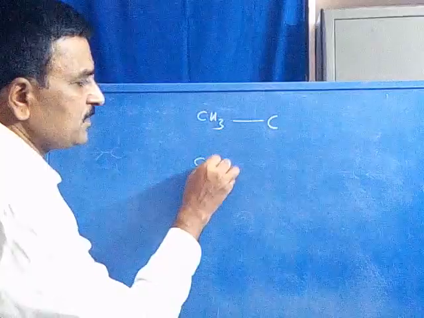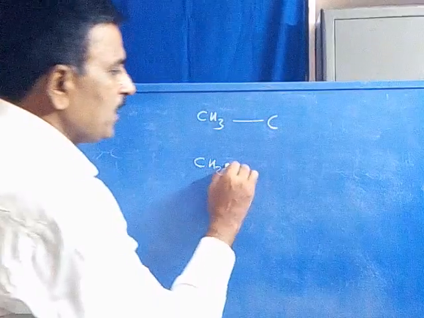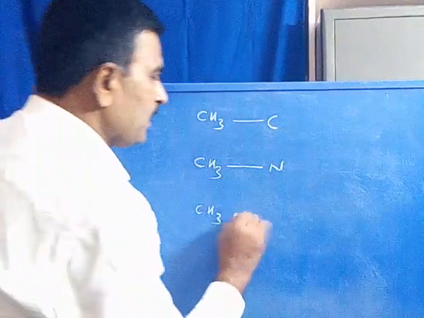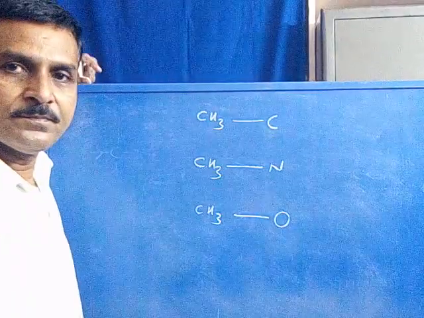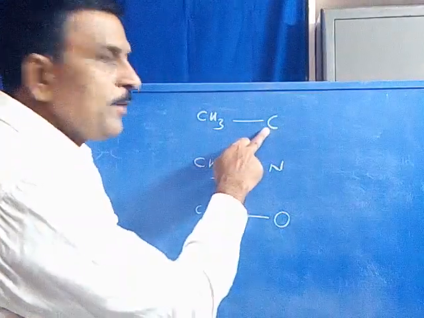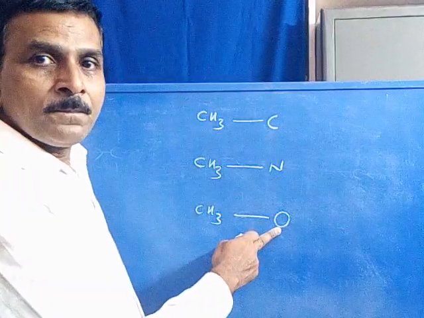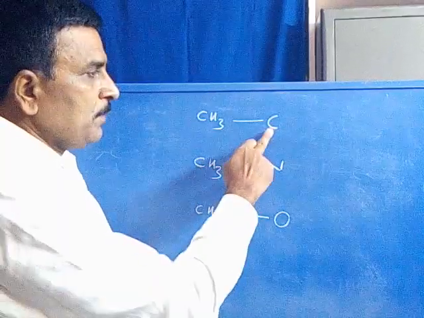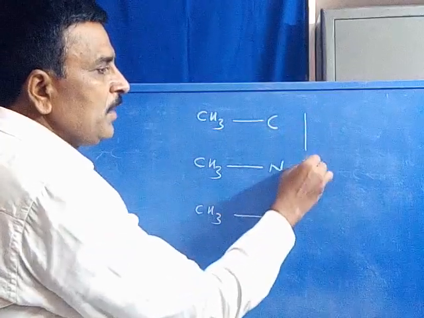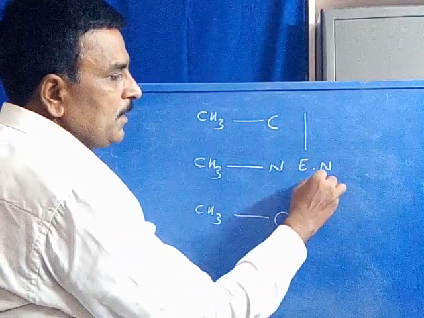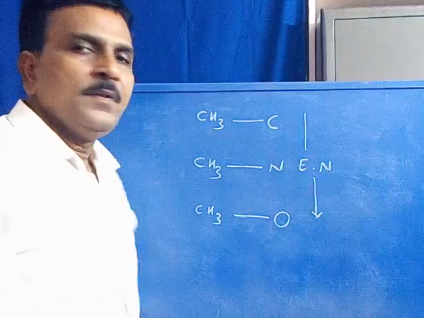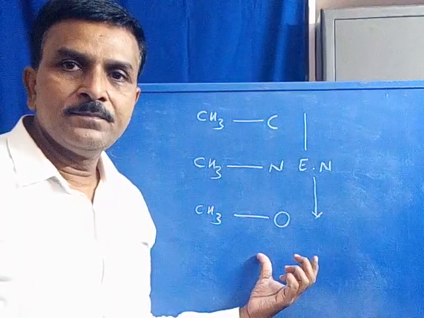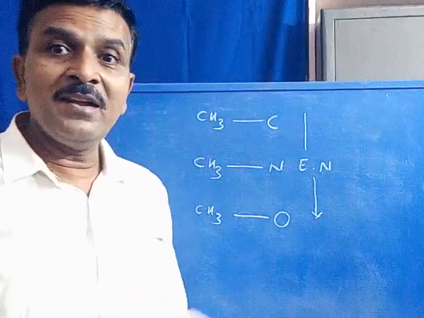Similarly, the CH3 group, the same group, if attached by nitrogen. The same group if attached by oxygen. Are you following? Starting from carbon to nitrogen to oxygen. Now these are the adjacent atoms with respect to the CH3 group. From carbon to oxygen, the electronegativity of the atom increases. This is increasing order. Electronegativity of carbon is less when compared with nitrogen, when compared with oxygen. Is it clear?